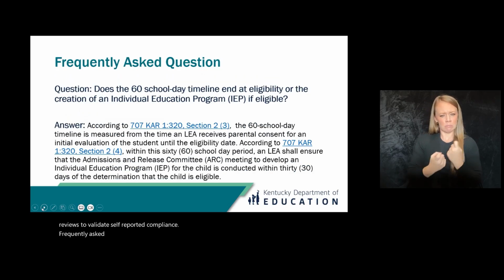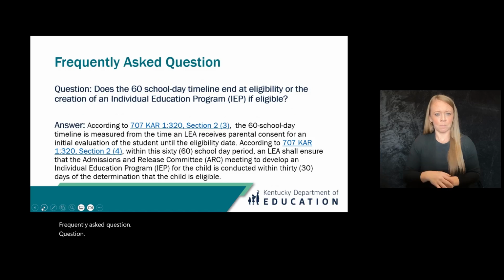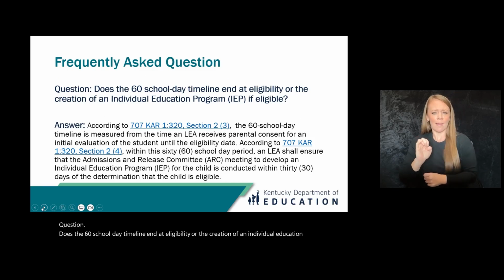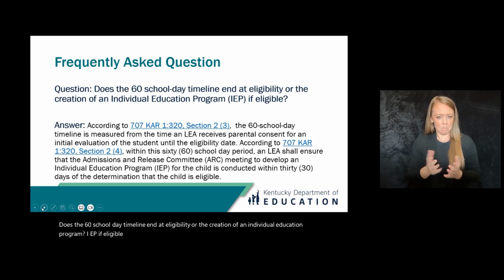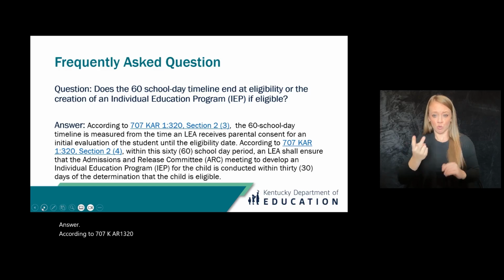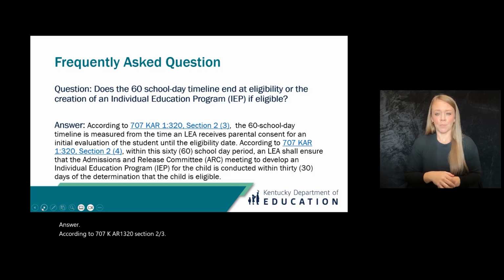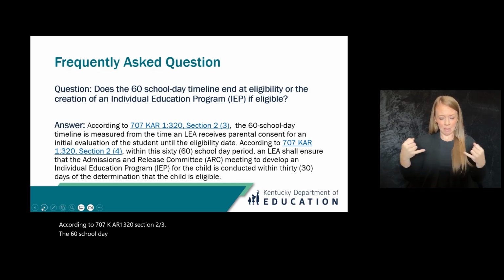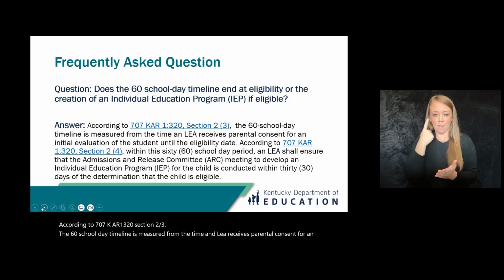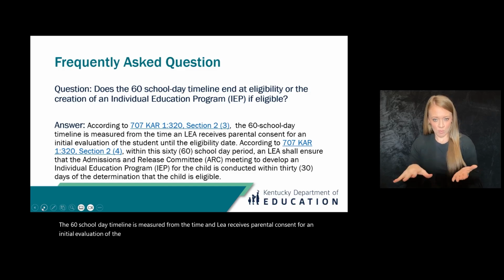Frequently asked question. Question: does the 60 school day timeline end at eligibility or the creation of an individual education program, IEP, if eligible? Answer: according to 707 KAR 1:320, Section 2(3), the 60 school day timeline is measured from the time an LEA receives parental consent for an initial evaluation of the student until the eligibility date.